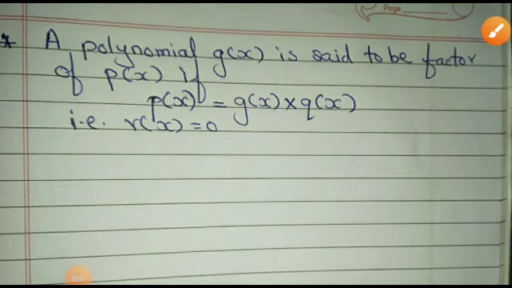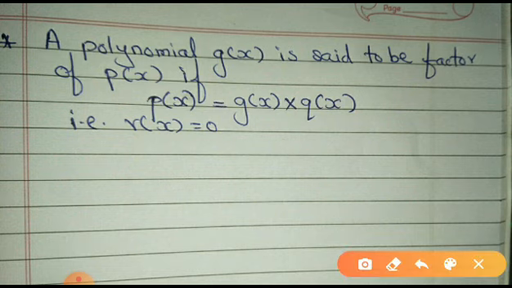So in this video, we'll be seeing factors. When we say that a polynomial is said to be a factor of a given polynomial, I hope the previous video, division algorithm for polynomials, is clear. I'll show when we can have a polynomial g of x to be a factor of another polynomial p of x.